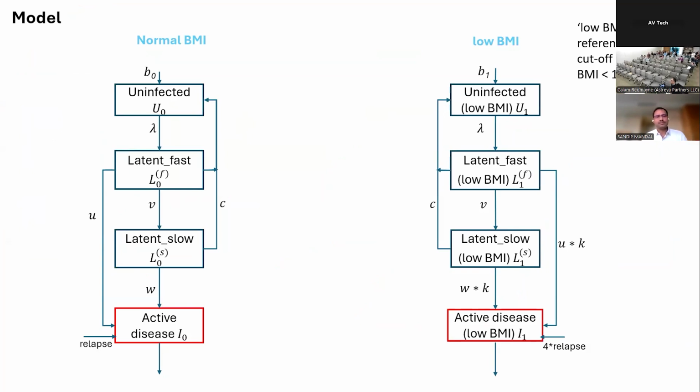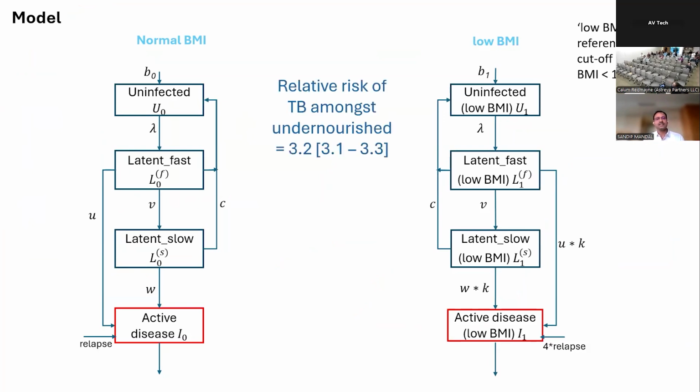In the normal BMI population, on the left-hand side, this shows the structure for normal BMI: uninfected, latent slow, latent fast, latent slow, and then active disease. On the right-hand side, it shows the low BMI population. The main difference between normal BMI and low BMI is that the relative risk of TB among the undernourished population is 3.2 times, around 3 times higher than normal BMI.